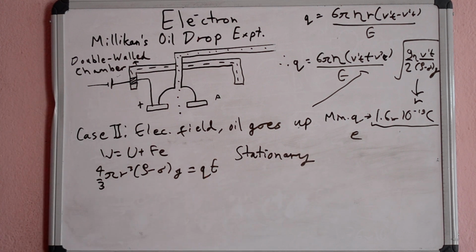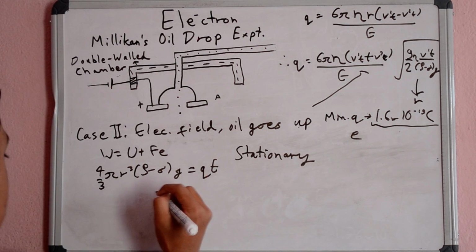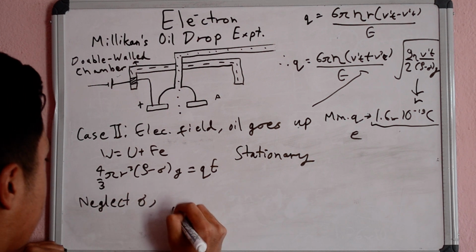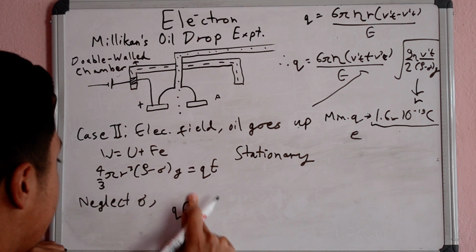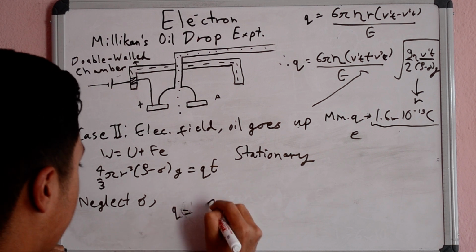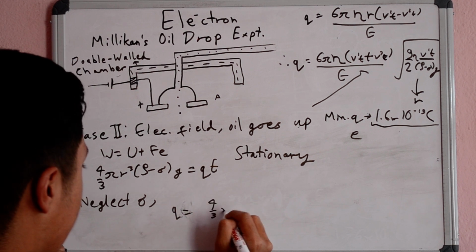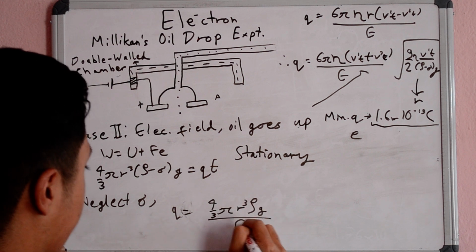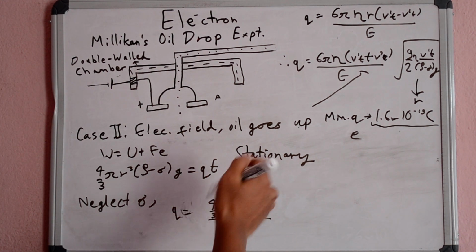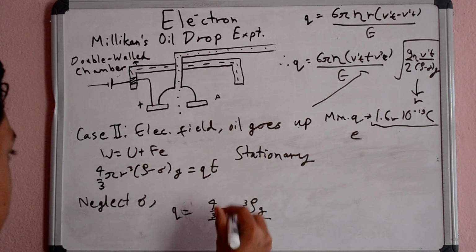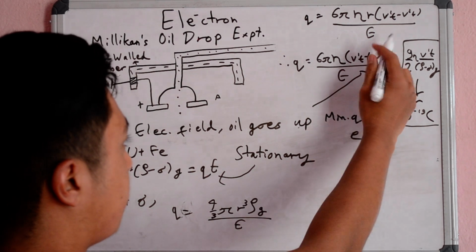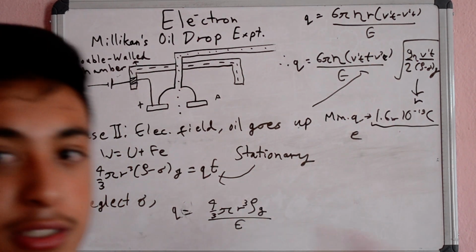This is stationary, and if again we neglect sigma because it may be very small, then we'll just get charge into E, or let's divide it, 4 by 3 pi r cube rho g by E. This is if stationary and we neglect sigma, but this is not for the stationary case, this is going for the up case. If down, of course minus, which is the original equation.